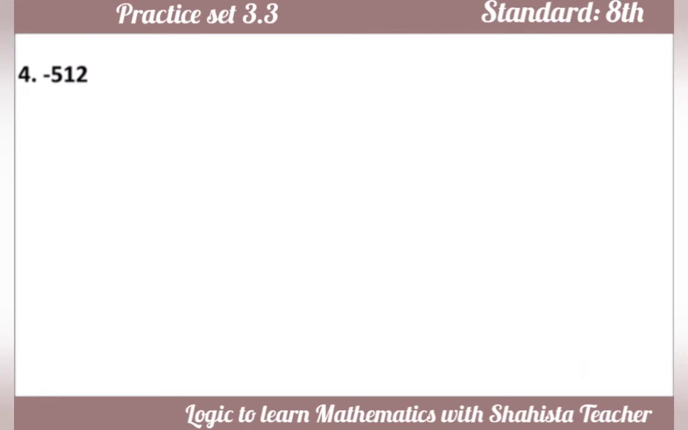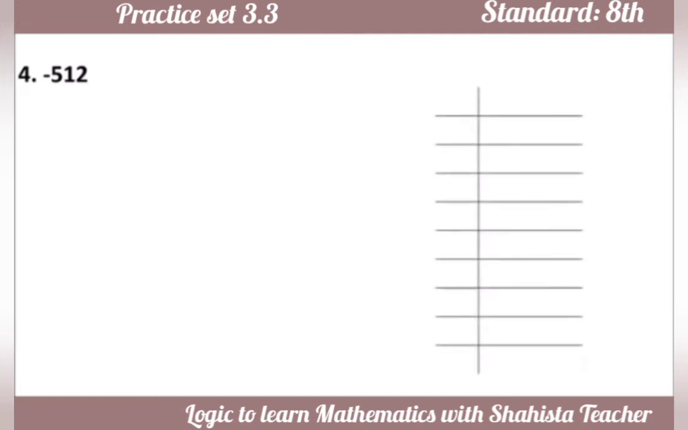Is that clear? So here we are going to present this minus 512 by the division method. So here we are going to apply the LCM method. 512 divide by 2 because this is an even number. 256 after dividing. Now 256 divide by 2, 128. Now 2 divide into 128 gives us 64. 2 into 64 gives us 32. 2 into 32 gives us 16. 2 into 16 gives us 8. 2 into 8 gives us 4. 2 into 4 gives us 2. And lastly, 2 ones are 2.